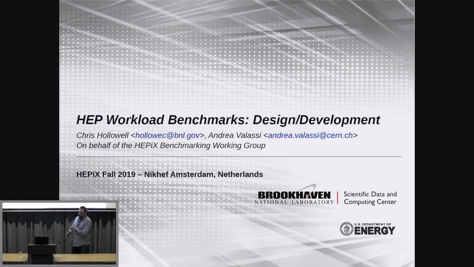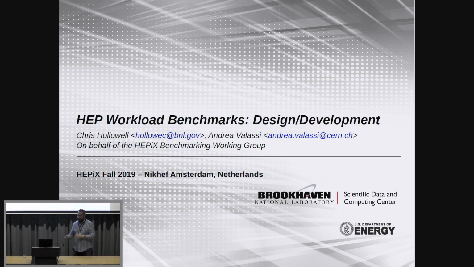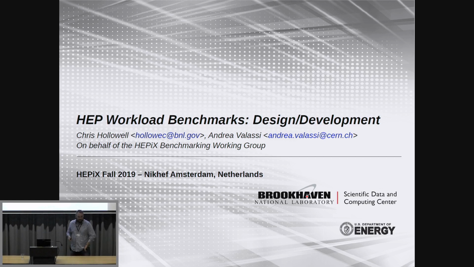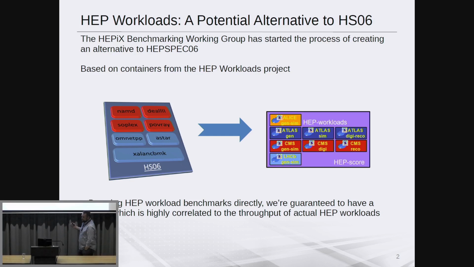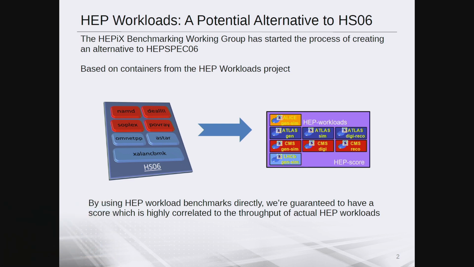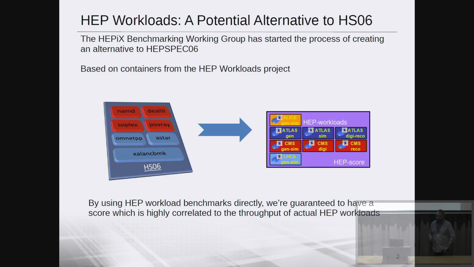Okay, hi, so I'm Chris Hollowell from Brookhaven National Lab, and we just heard from Domenico about the HEP Workloads benchmarking project. I'm going to go into more of the design and the development details for this project. As Domenico mentioned, the HEPiX Benchmarking Working Group has started the process of creating a potential alternative for HEPspec 06 for various reasons. This is 10 years old. SPEC CPU 2006 has been retired by the SPEC Corporation, and various scaling issues have been seen.